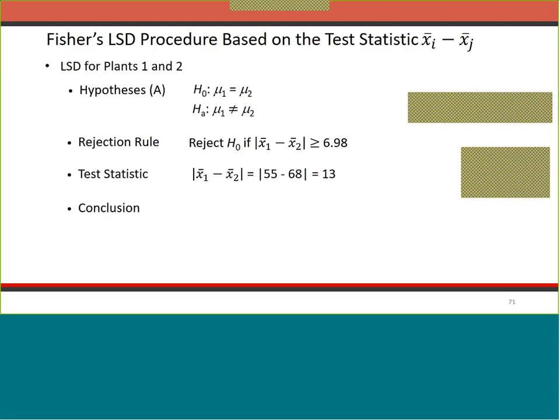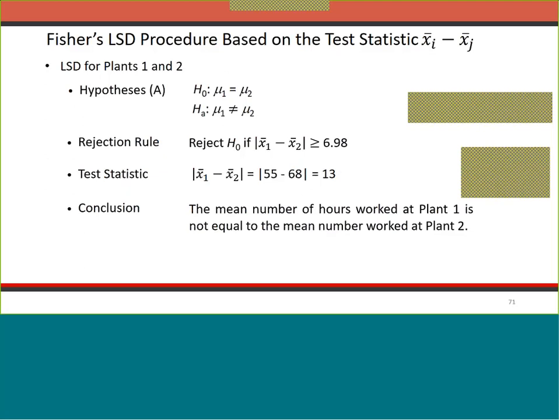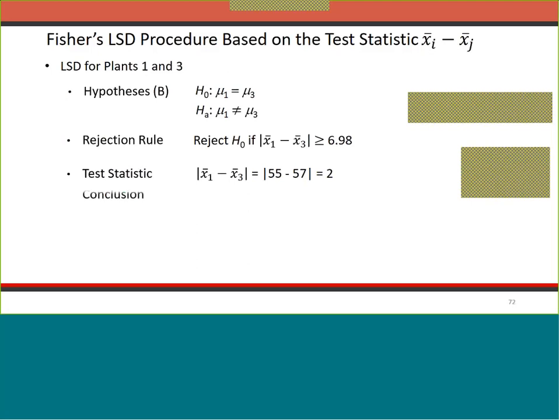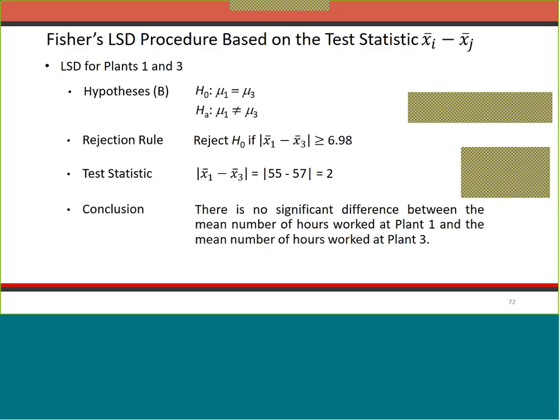So mod x1 bar minus x2 bar is 13. So 13 is greater than or equal to 6.98. So you can say that the mean number of hours worked at plant 1 is not equal to the mean number of hours worked at plant 2. Similarly, you can try for 1 and 3, and there there is no significant difference between the mean number of hours worked at plant 1 and the mean number of hours worked at plant 3.